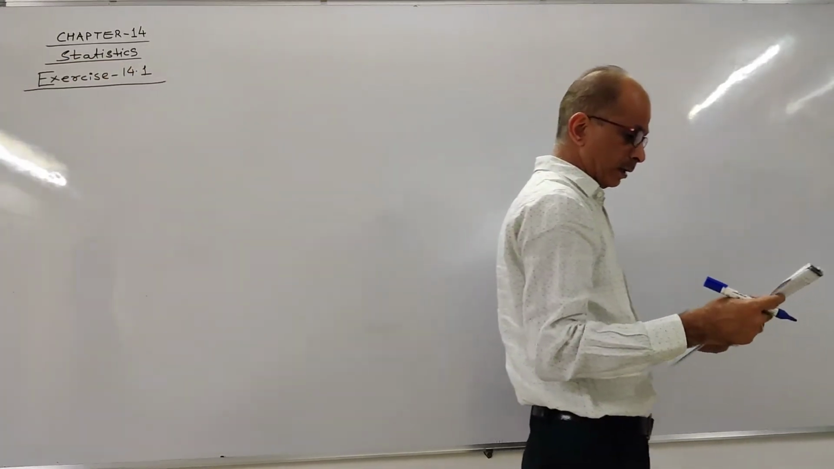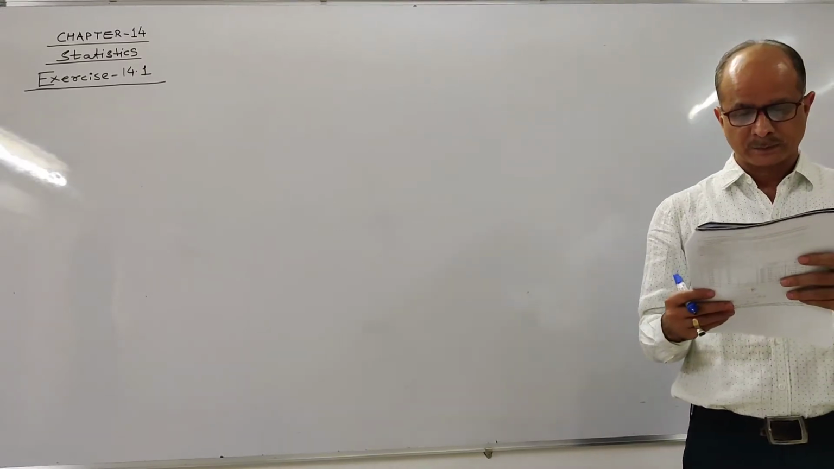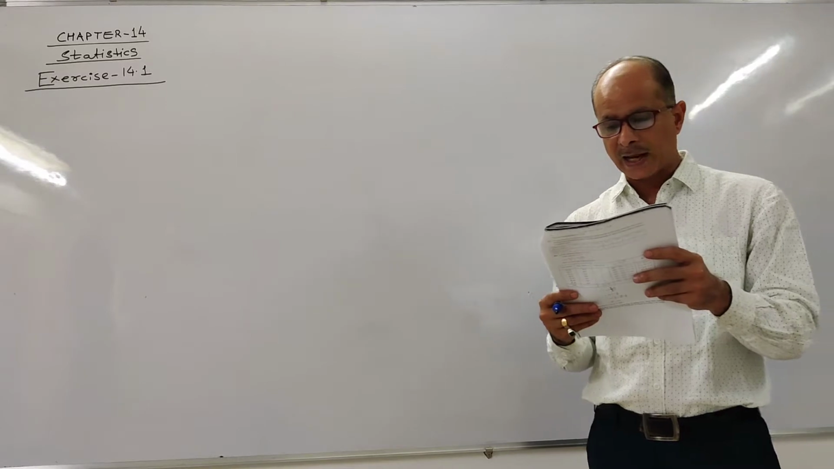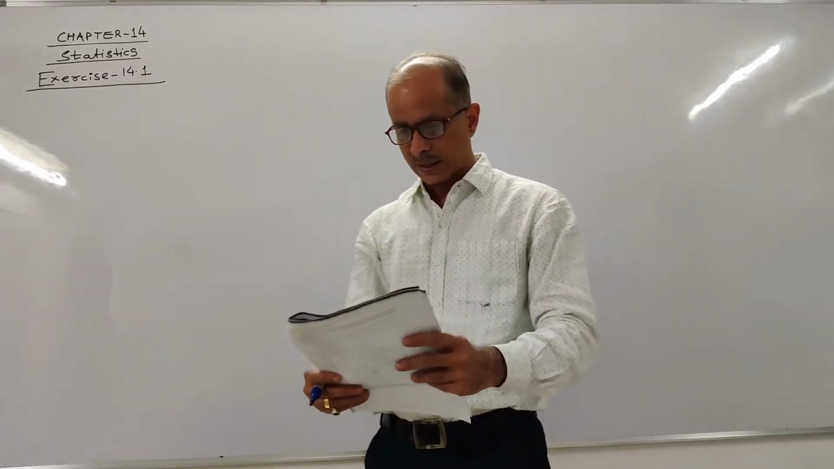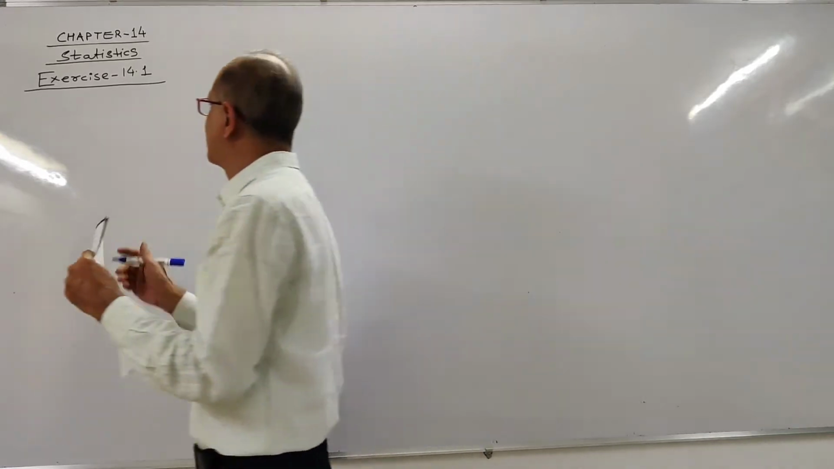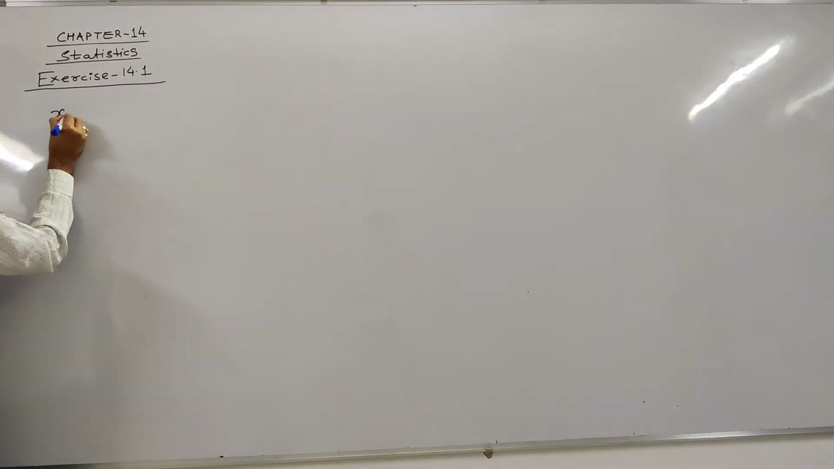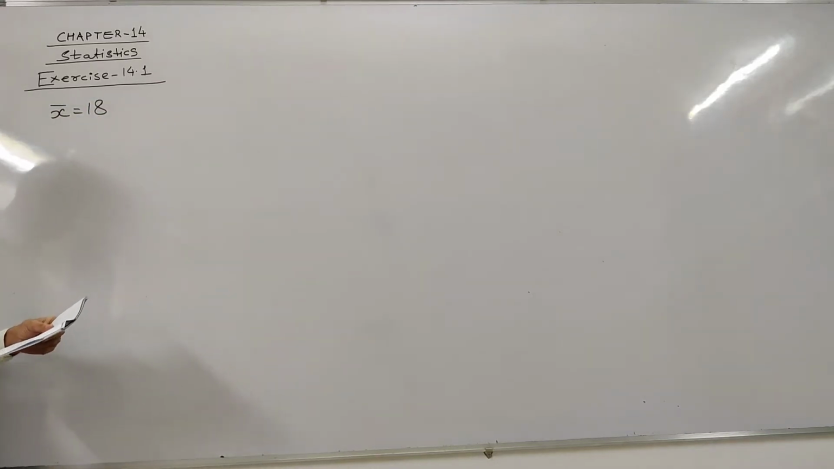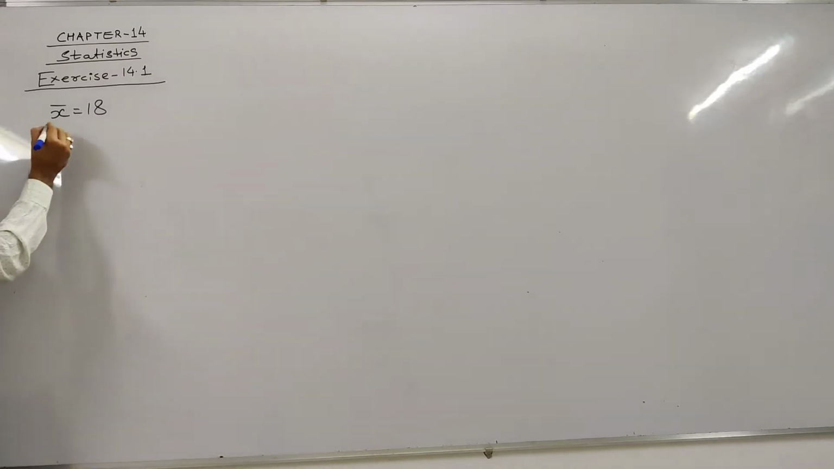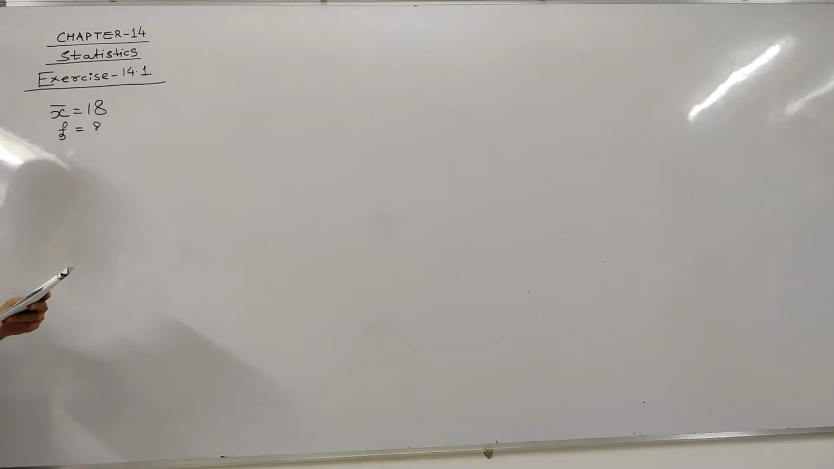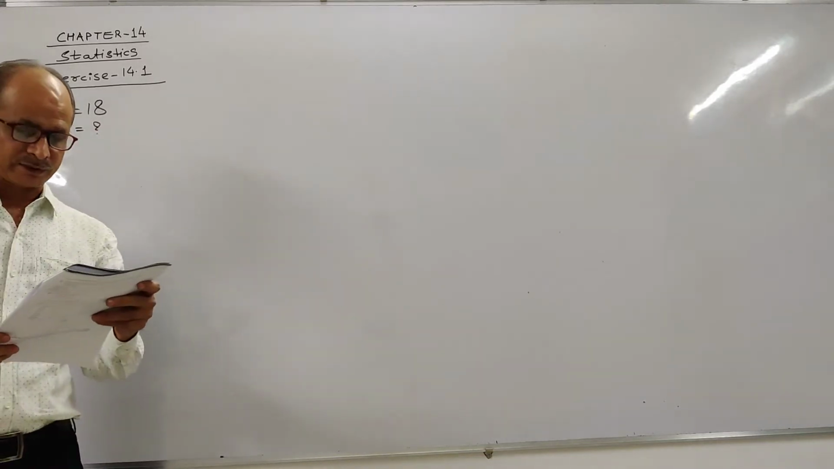Example number 3. The following distribution shows the daily pocket allowances of children of a locality. The mean pocket allowance is 18. Means in this example x bar is given to you, and that is 18. Find the missing frequency f. So one frequency is missing and your question is to find out the missing frequency.